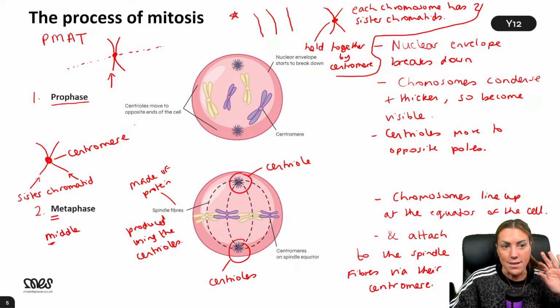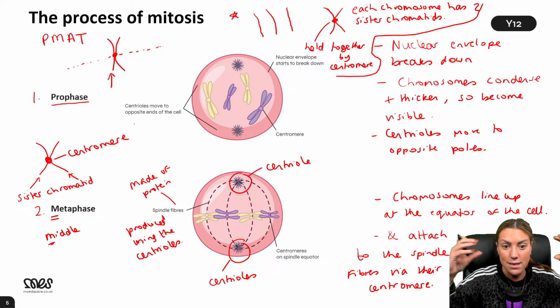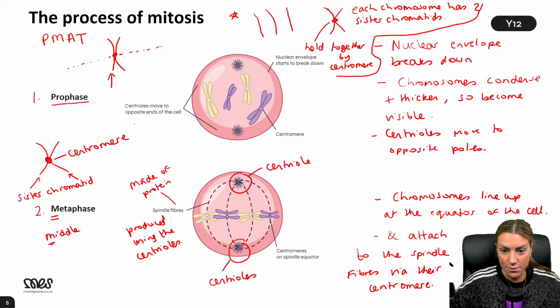Okay, right, so what have we got so far? Let's just recap. Prophase, not a lot is happening. It's just that we can see the chromosomes now because they've thickened, they've condensed. The nuclear envelope breaks down and the centromeres move to the opposite poles of the cell.